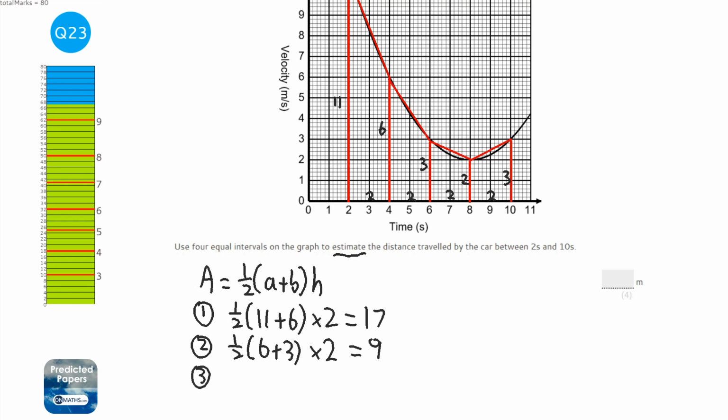The third one, the third trapezium, and if you want to, you can actually just number them on the actual thing itself to show the examiner, yep, this is the one I'm trying to work out. So that's going to be half, and what is it this time?